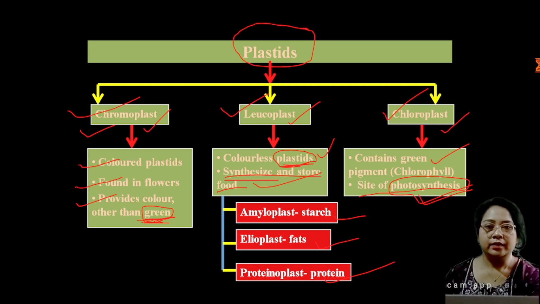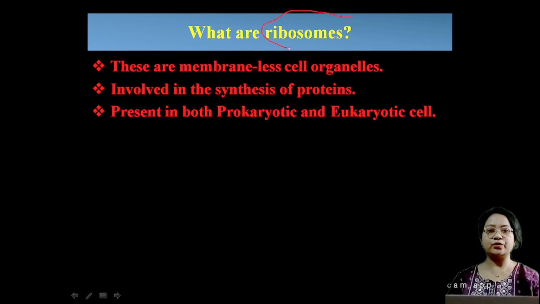Okay, then let's move to the last part, ribosomes. So what are ribosomes? Ribosomes are membraneless cell organelles. I think in my previous video I already told there are various types of cell organelles: some are membraneless, some are single membrane bound, and some are double membrane bound. So ribosomes will be considered membraneless cell organelles, along with centrioles also.